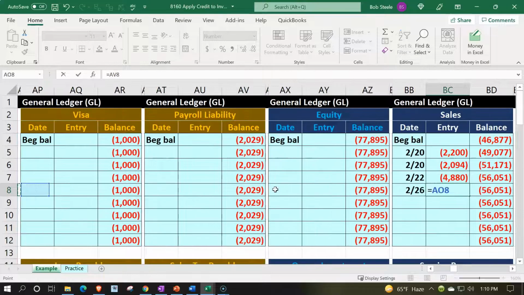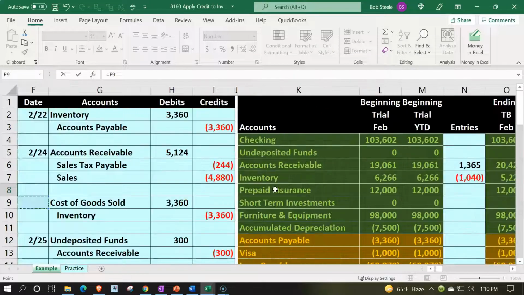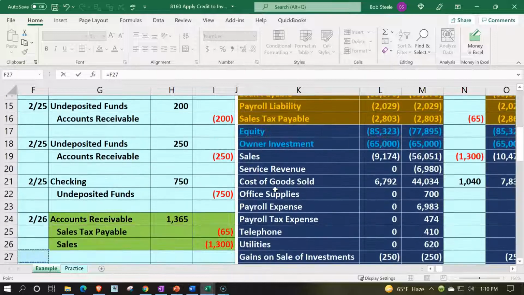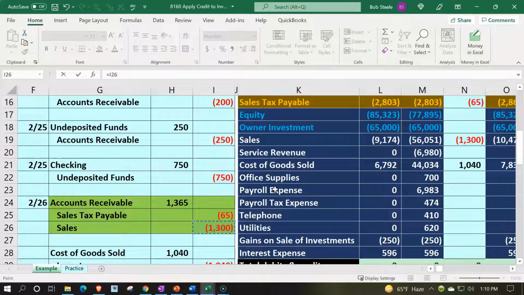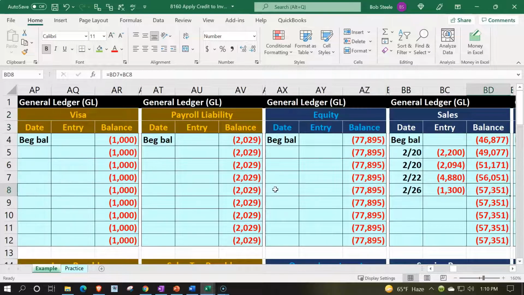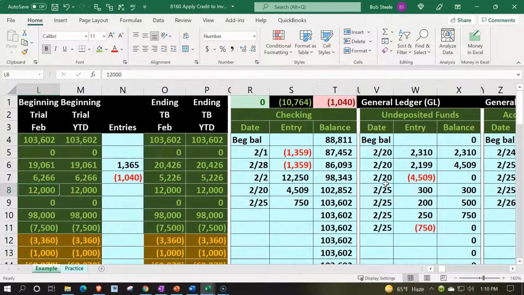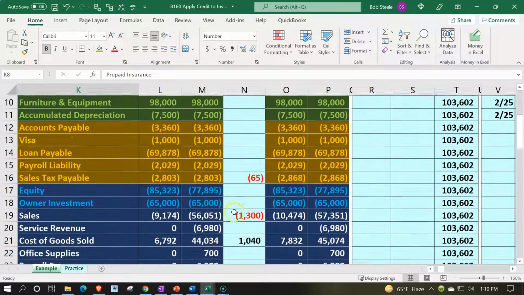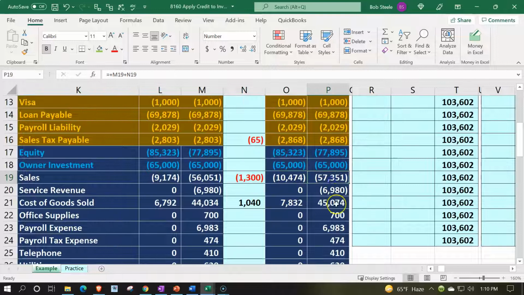And scrolling over to the right, we're going to be picking up then the sales of the 1300. That brings the year-to-date number up to the 57315. And then the February number should be 10474. Let's check that out on the trial balance. So we had the 10474 in the 57315.